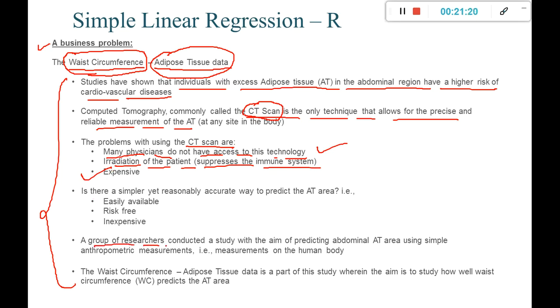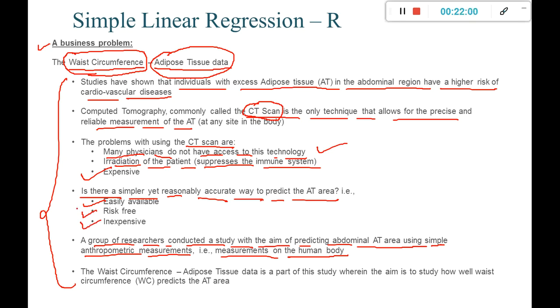So a group of researchers conducted a study with the aim of predicting abdominal AT area using simple anthropometric measurements, which are measurements on the human body. They wanted to find out whether there is a simpler yet reliable and accurate way to predict the AT area which is easily available, risk-free, and inexpensive. Is there any system like that available? This group of researchers were finding that out, and this is a case study about it.